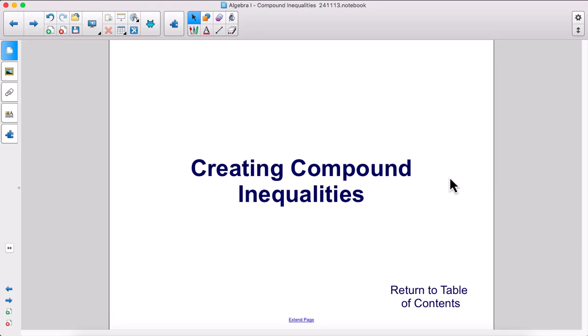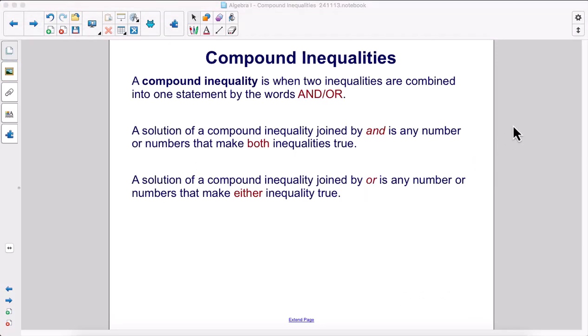Creating compound inequalities. A compound inequality is when two inequalities are combined into one statement by the words "and" or "or." A solution of a compound inequality joined by "and" is any number or numbers that make both inequalities true. A solution of a compound inequality joined by "or" is any number or numbers that make either inequality true.